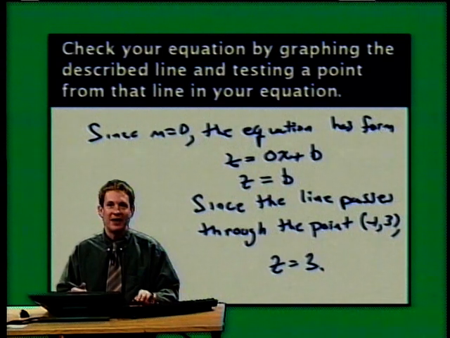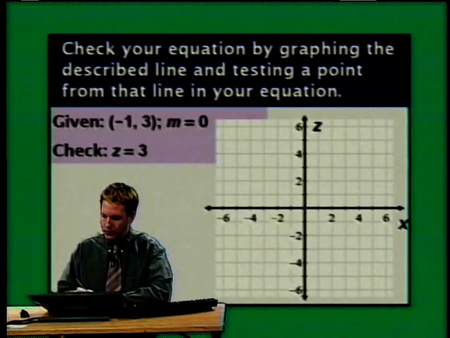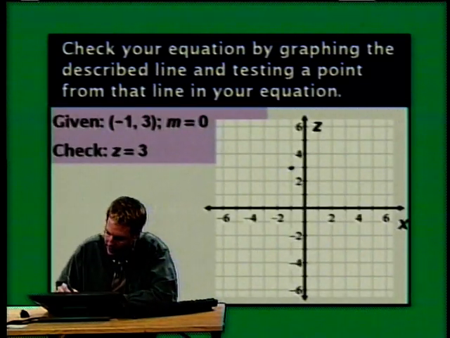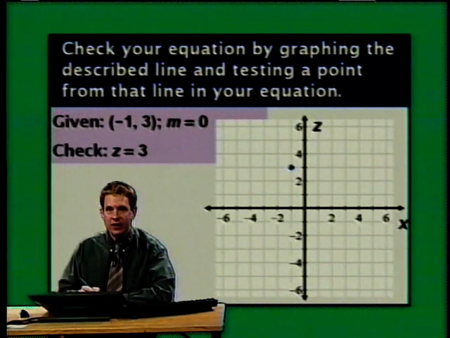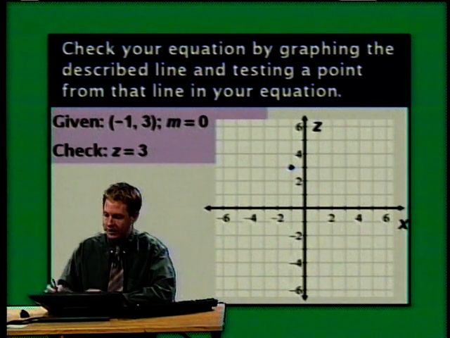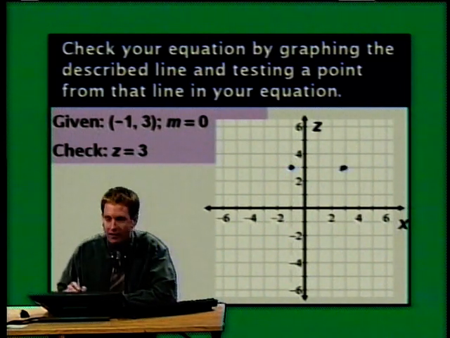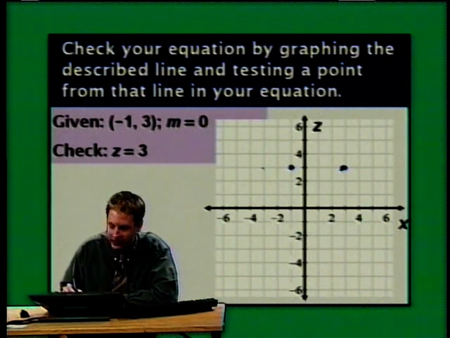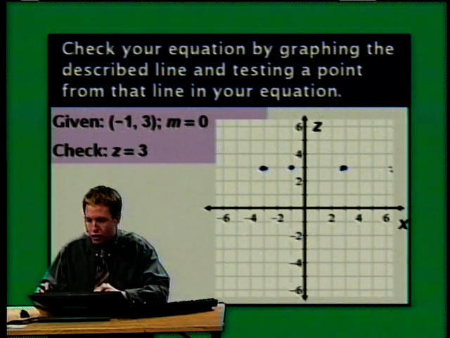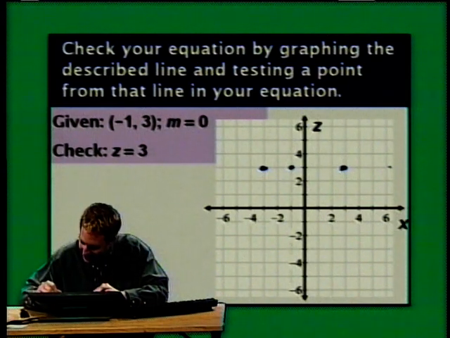Let's check our equation by graphing the described line and testing a point from that line in our equation. So we're going through the point -1, 3, and we have a slope of 0. The only way we get 0 is if we divide a non-zero into 0. So our rise needs to be 0 regardless of what our run is. If our run is 4, the rise is 0. If our run is -2, the rise is 0. Sure enough, we've got ourselves a horizontal line.